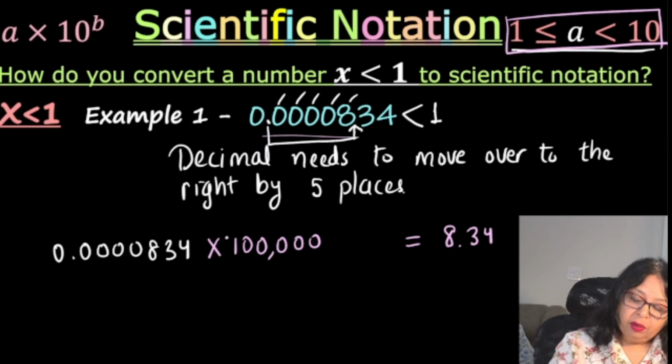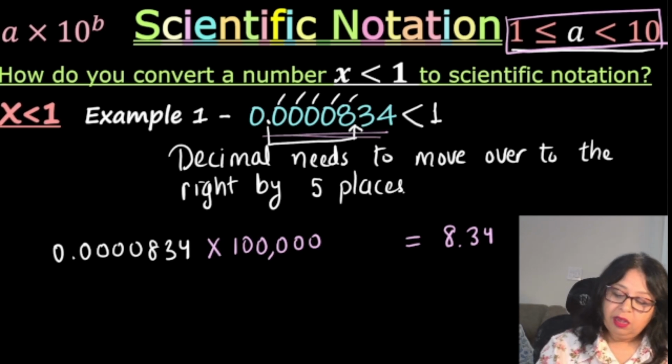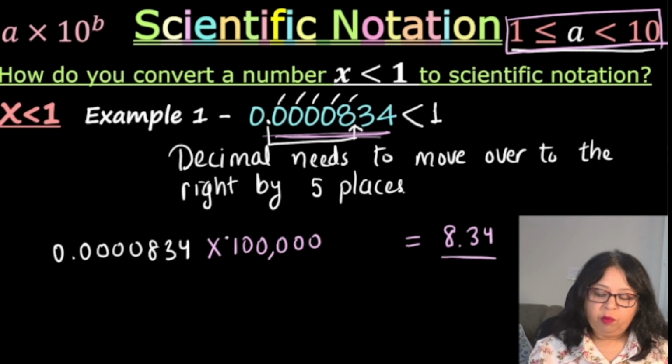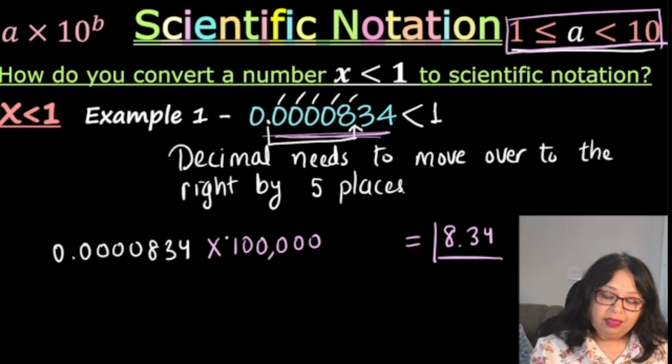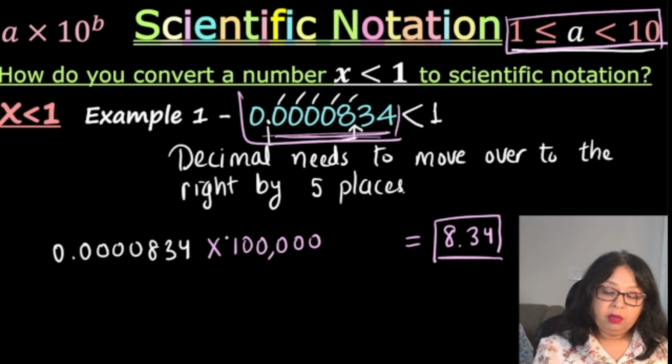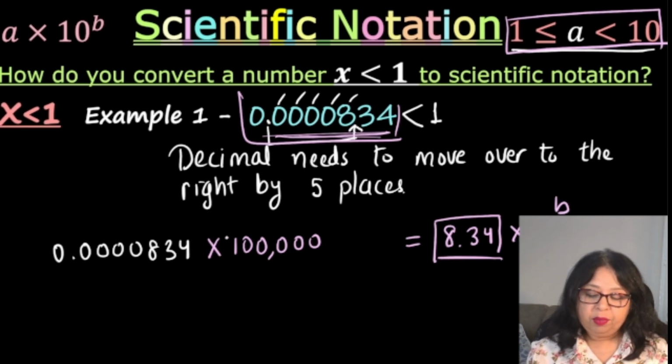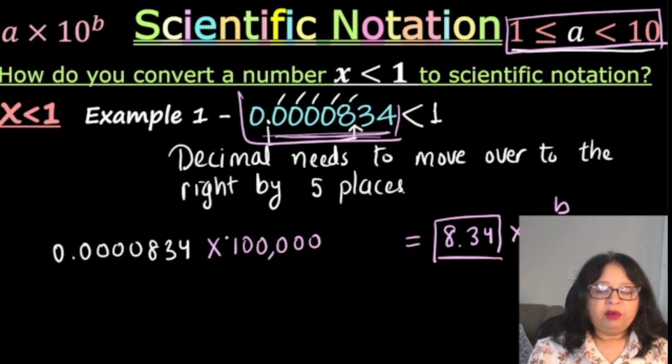My number that I'm trying to represent is far, far smaller than 1, while when I multiply it by 100,000, it changes to 8.34. So my original number is obviously not equal to this new number. I need to do something such that the number on the right hand side equals the original number. And you know by now that I need to multiply this by 10 to the power b. So essentially, I'm trying to figure out what b is.